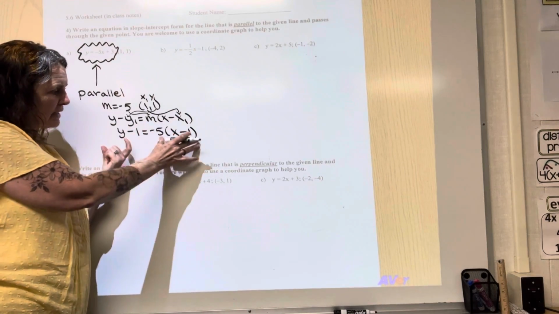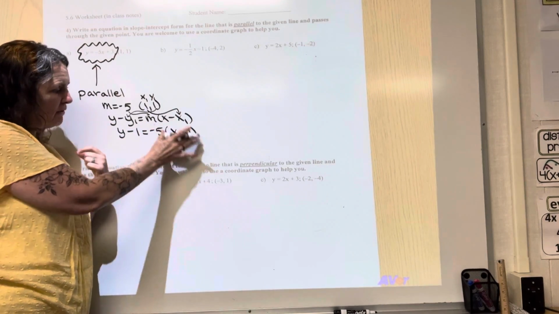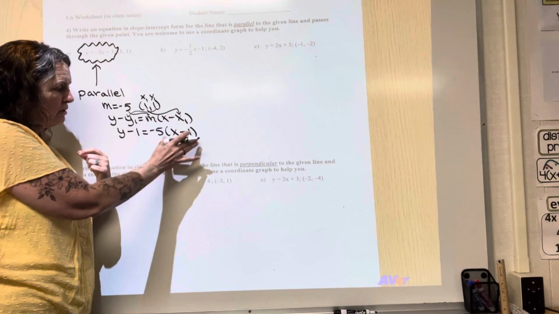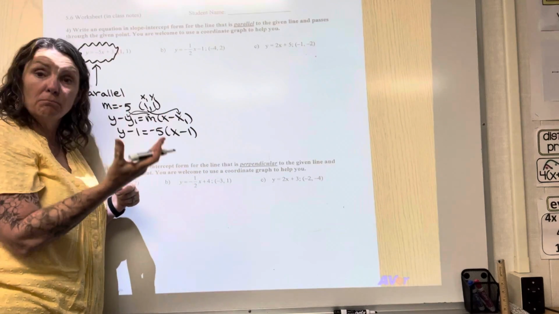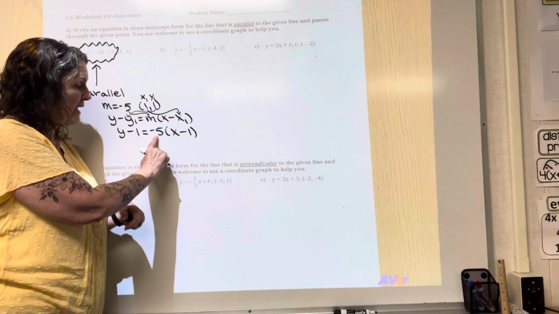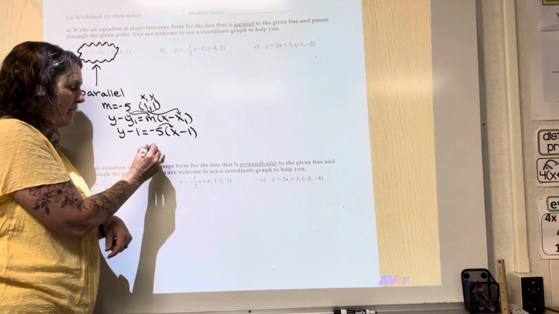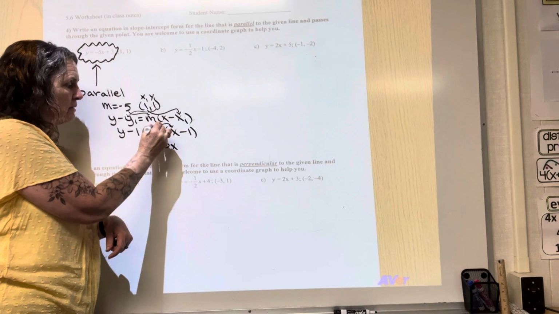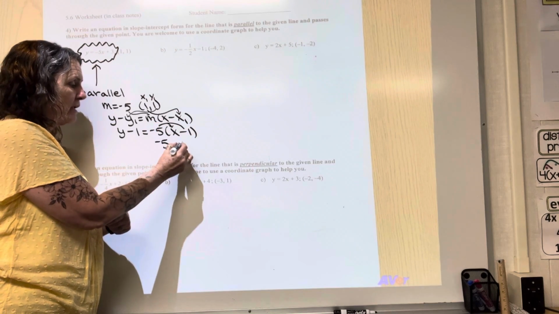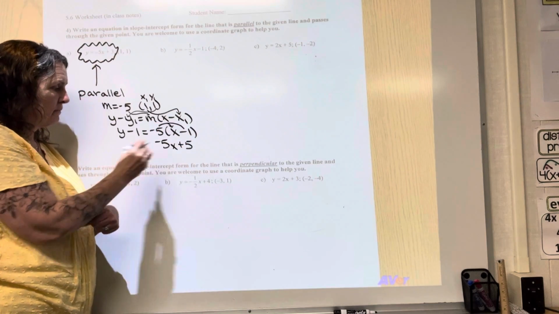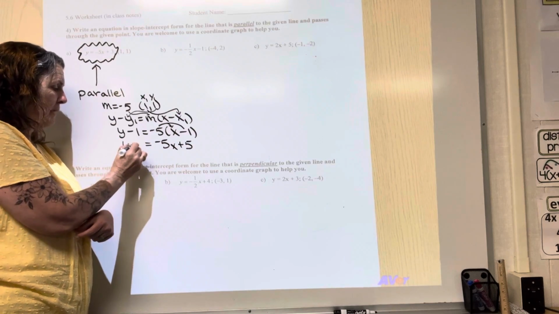So I have two sides of math that I kind of need to take care of. I can tell that this side is distribution, which is just a fancy way of saying multiply. I'm going to multiply this -5 to this binomial. So -5 times x is -5x. -5 times -1 is +5 equals y minus 1.